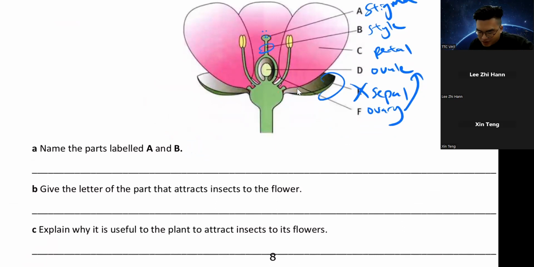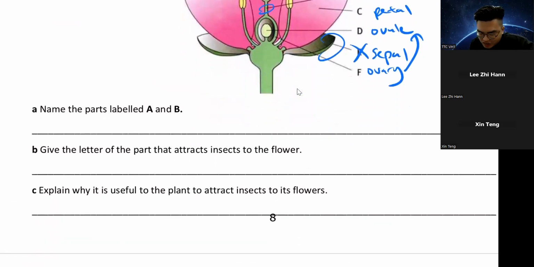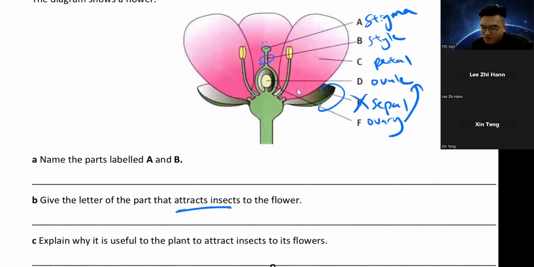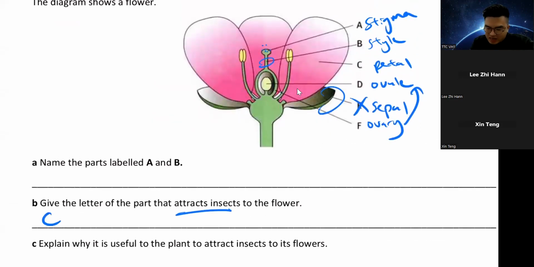Okay, name the parts labeled A and B. We've done that. Give the letter that attracts insect. Okay, so if you're a bee, what attracts you? Of course, it's C. If this is very colorful, you will go to it. Okay, it's just like a car. You wouldn't look at a silver car. Okay, but you will look at a red or a yellow car.